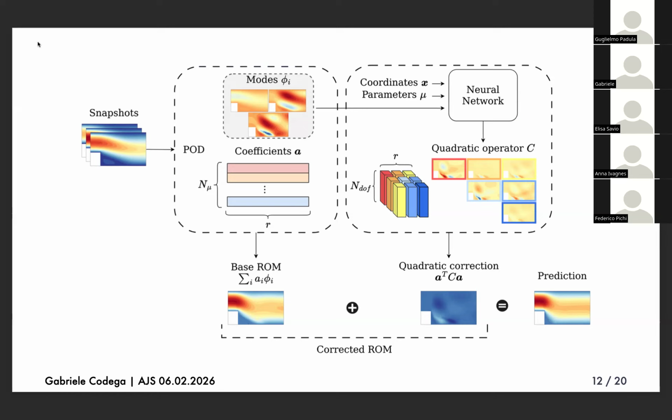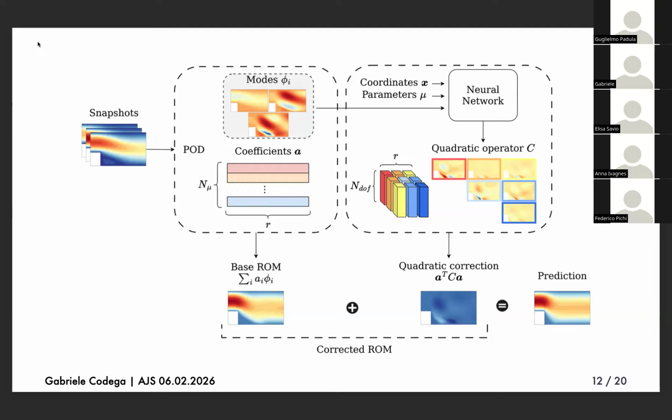We take the modes, we feed those to a neural network together with coordinates and the physical parameter mu, and then we get the quadratic operator C. As you can see here, those are the actual entries of the quadratic operator. They are somewhat similar to the POD modes. You can actually think of those as some sort of modes as well.